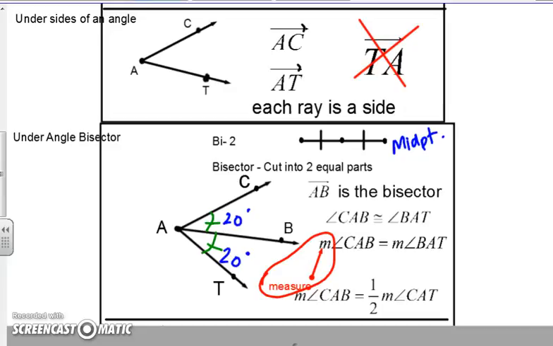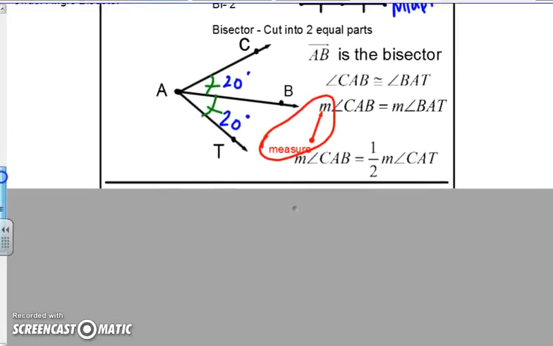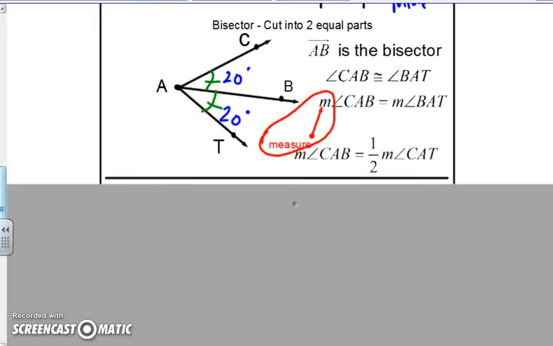And another way that you will see it is right here at the bottom, where it says that the measure of CAB, this little angle right here, is equal to half of the entire angle CAT. The total angle would be 40, right? And angle CAB, which we know up here is 20 degrees, is half of whatever CAT is. So that means that the measure of angle CAT was 40, so half of 40 gives me the 20.